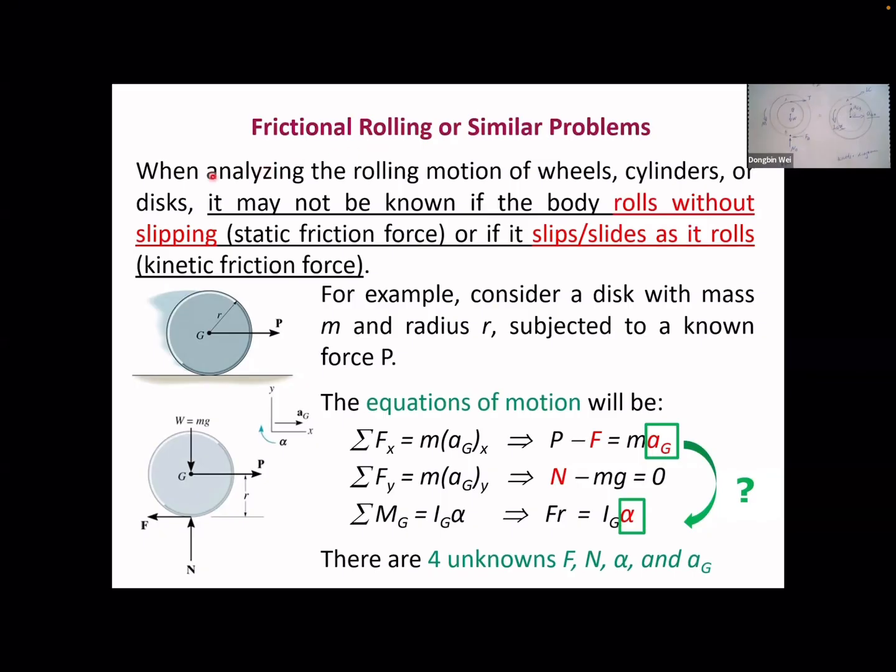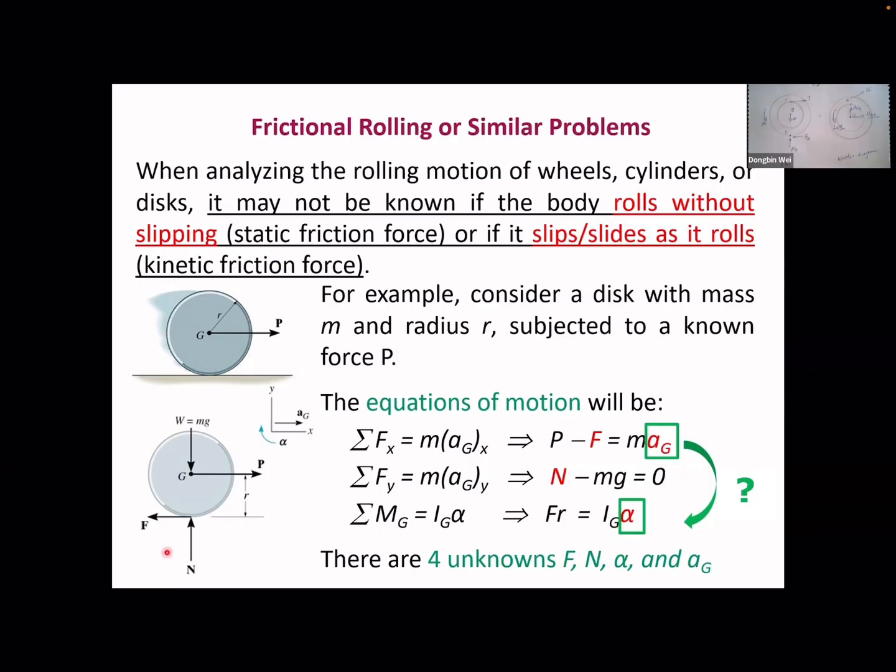This is a kind of rolling problem. But in this kind of problem, if slipping occurs, in the very beginning you don't know. It could be a rolling without slipping problem, or it could be a rolling with slipping problem. If it's rolling without slipping, then at the contact point between this rolling rigid body and the surface, this friction force must be static friction force. Okay? But if it is rolling with slipping, then this friction force will be kinetic friction force.